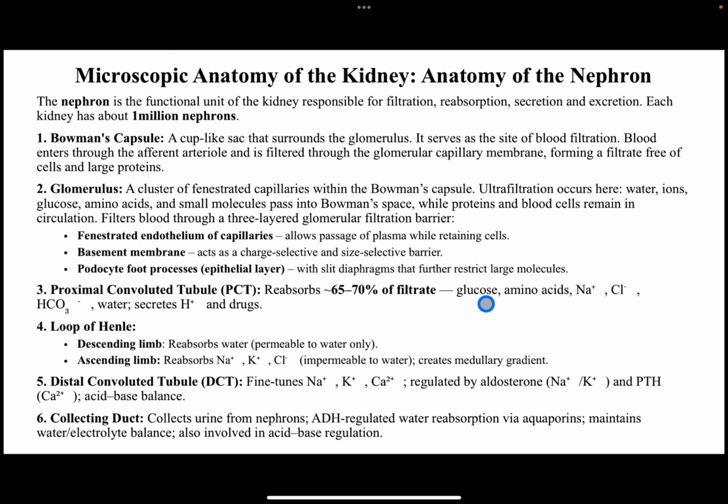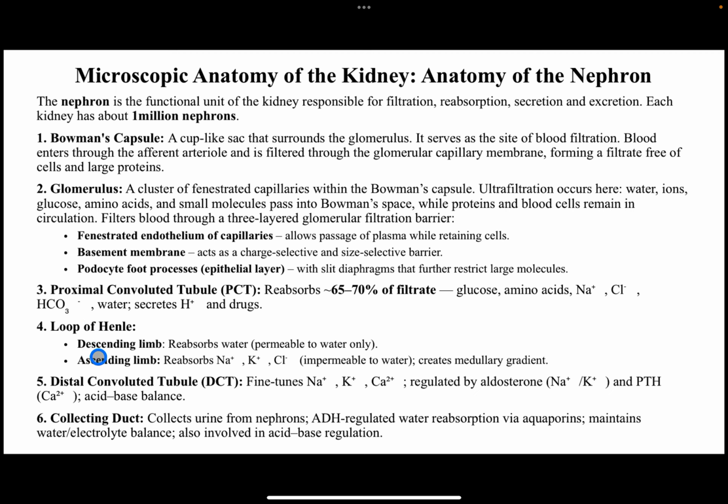Okay, apart from that, substances like glucose, amino acids, sodium, chloride, bicarbonate, and water can sometimes be reabsorbed back at the level of the proximal convoluted tubule. In the proximal convoluted tubule too, some amount of secretion can also take place. Hydrogen ions can be secreted into the proximal convoluted tubule, and some drugs or toxins can also be secreted back into the blood via the proximal convoluted tubule.